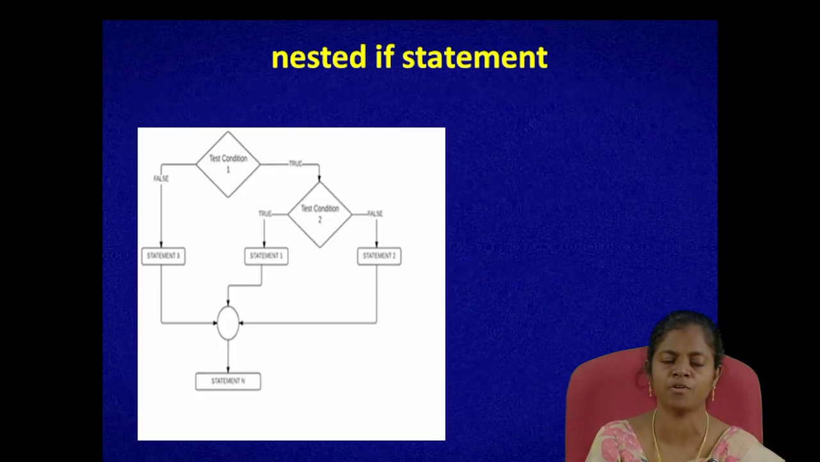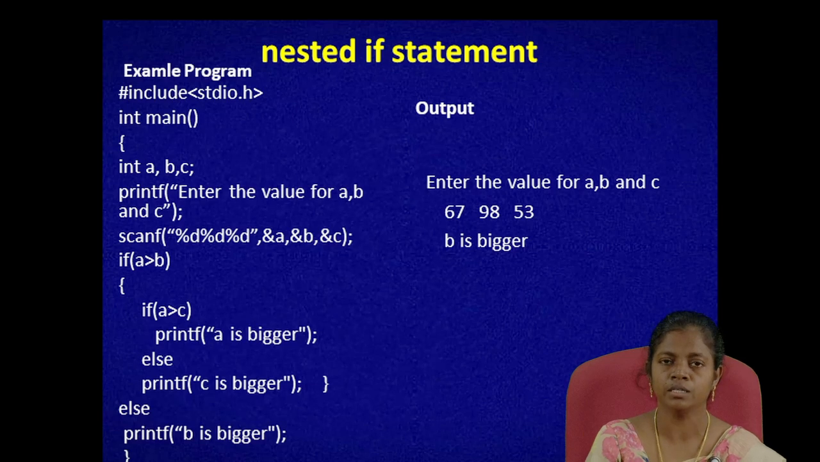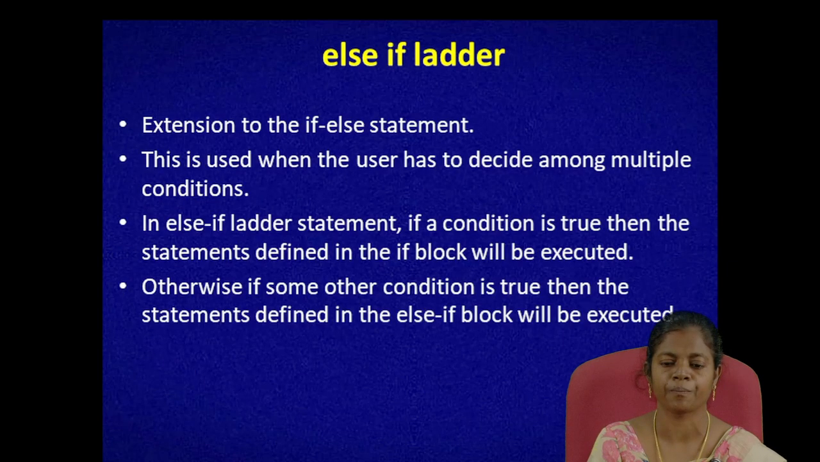This is the flow diagram of the nested if statement. This is an example of the nested if statement. In this program, we get three inputs A, B and C. From among these three variables, which one is bigger? We give the input of 67, 98 and 53 for the variables A, B and C. In this program, B is bigger. So we check the condition A with B and A with C. Finally the output "B is bigger" is displayed.